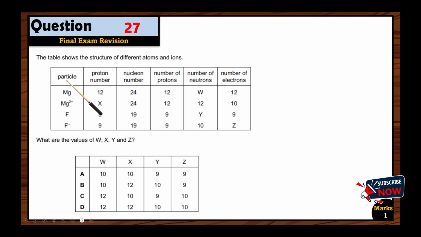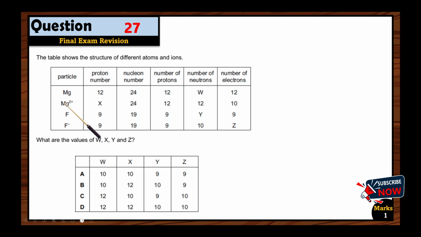Question number 27. The table shows the structure of different atoms and ions. What are the values of W, X, Y, and Z? Let's see for W. So the number of neutrons we have to find. We know the number of protons. We know the number of nucleons. So 24 minus 12 is 12. So the W value is 12. So where can we find 12? Yeah, so it means only option C or D can be right.